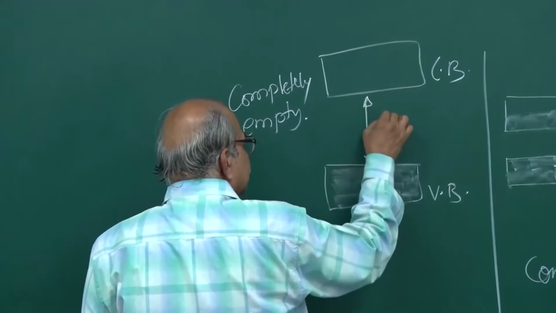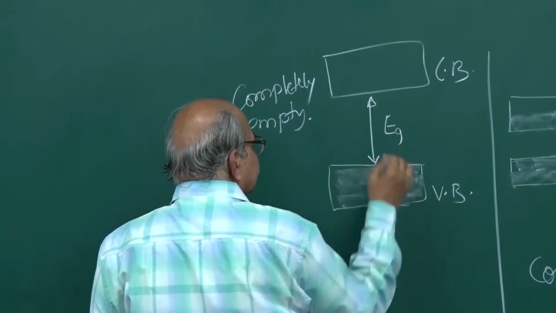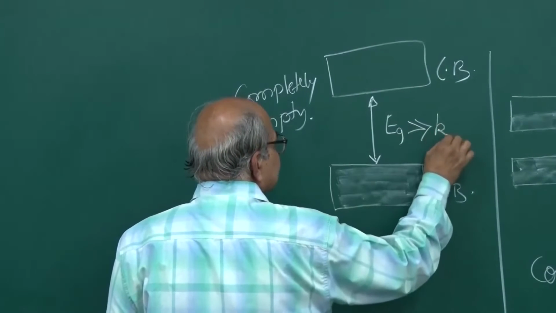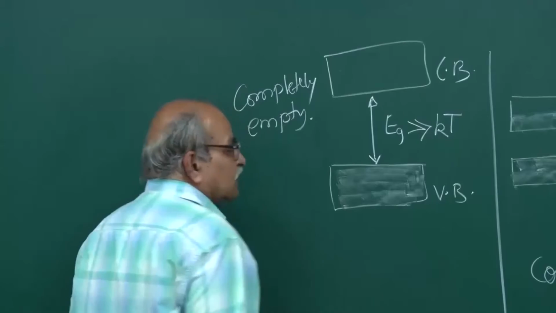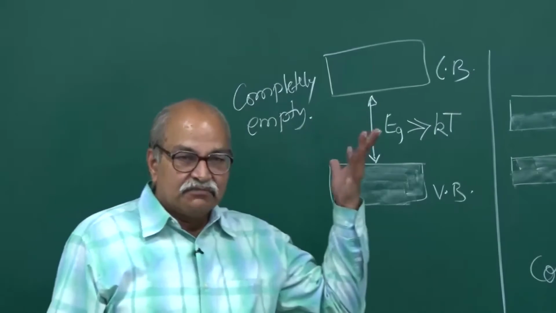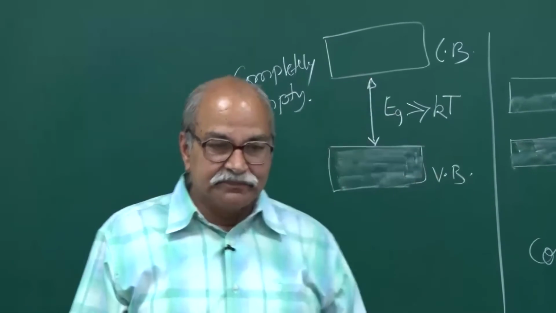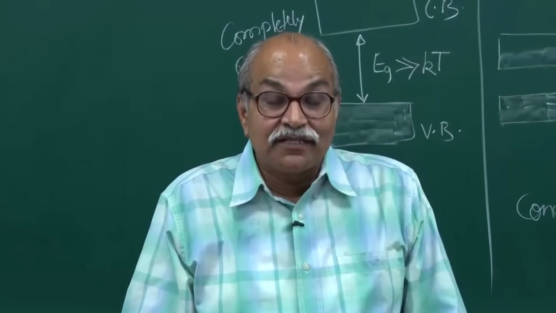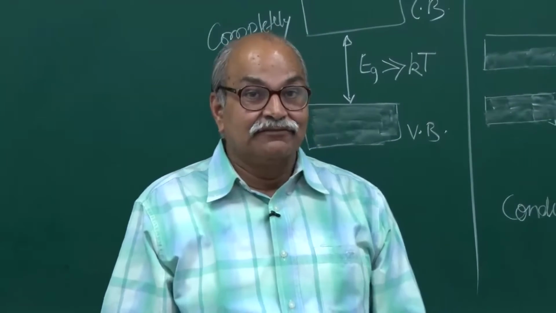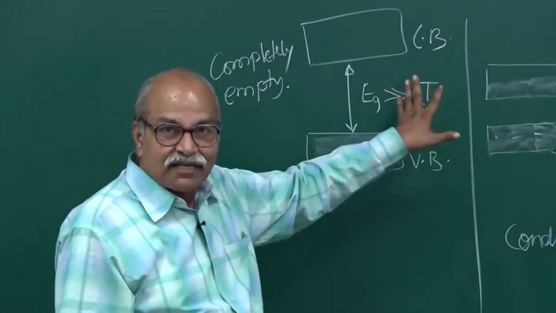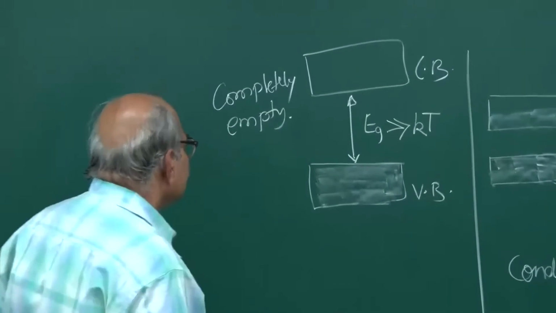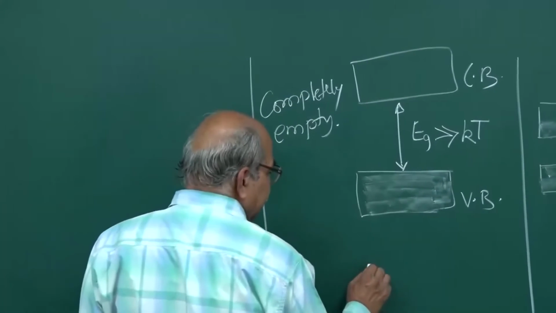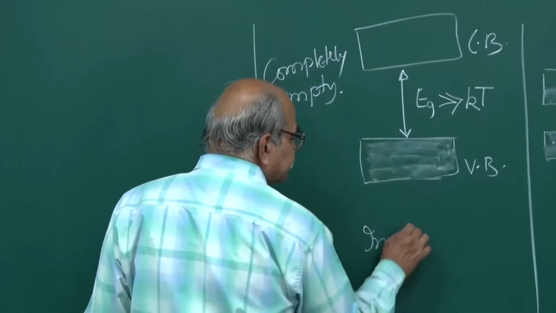I'll just tell you what I mean by large. Large means it is much larger than kT. And when I say much larger, that means something like 100 times or 200 times. 5 times, 10 times is not large. So this kind of material is an insulator.